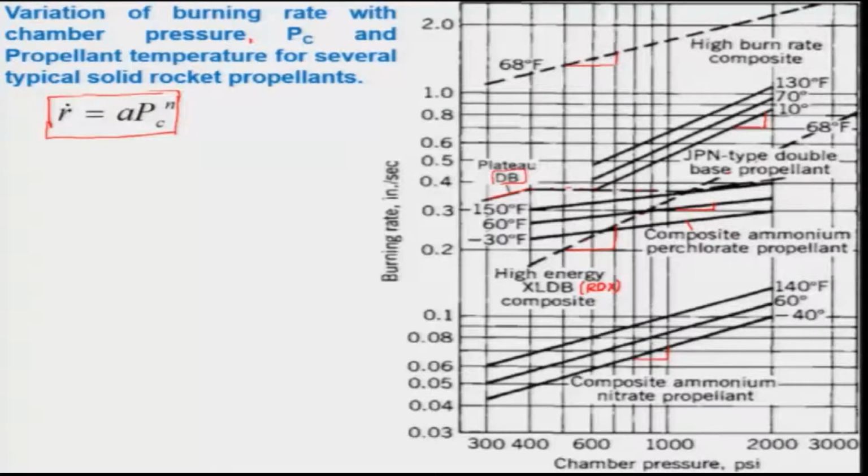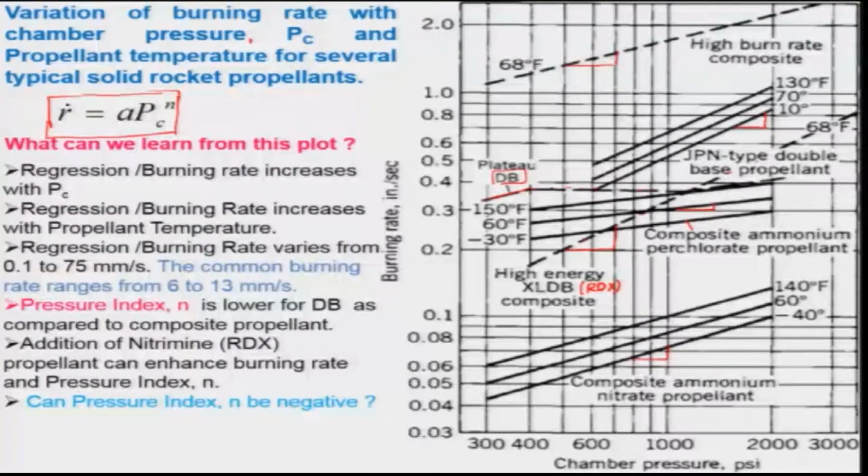So, let us summarize what we can learn from this discussion on the burning rate variation with the chamber pressure for a range of propellant temperatures. We have seen that the regression rate or burning rate increases with chamber pressure, and the burning rate increases with propellant temperature, and the regression rate varies from 0.1 to 75 mm per second, which is not shown here, but this 2 inch means it will be something around 50 mm per second. However, we will see in the next slide that people have achieved around 75 mm per second. However, the common burning rate range is something around 6 to 13 mm per second.